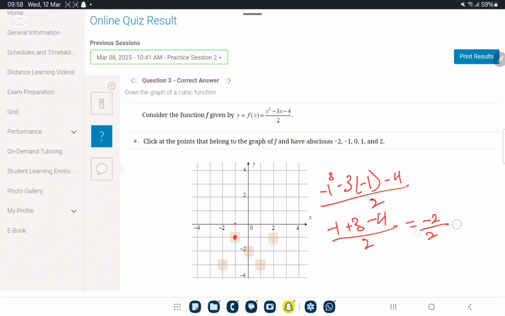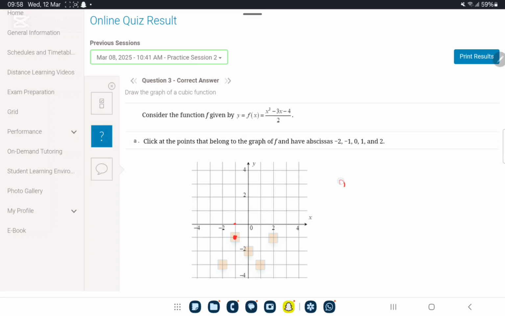Then you do 0. So 0 cubed minus 3 times 0, minus 4, over 2. 0 cubed is 0, minus 3 times 0 is 0, minus 4 over 2. Simplify, minus 4 over 2, you get minus 2. So the point is 0, minus 2.